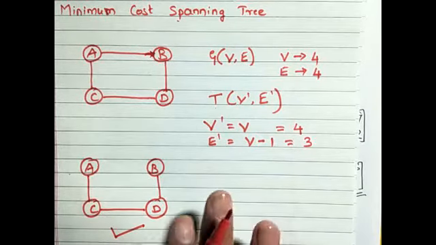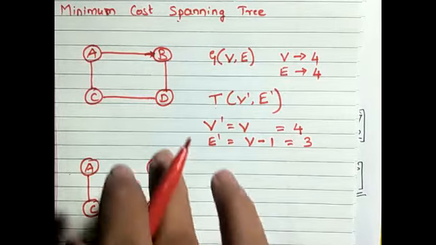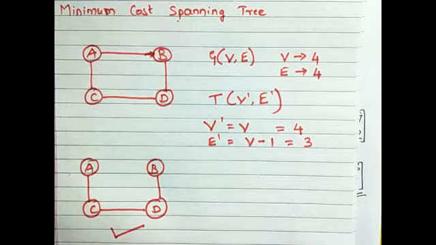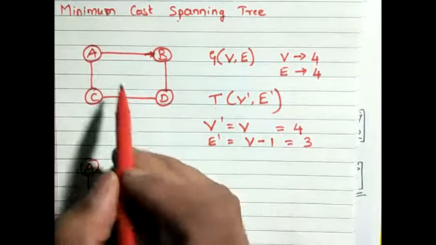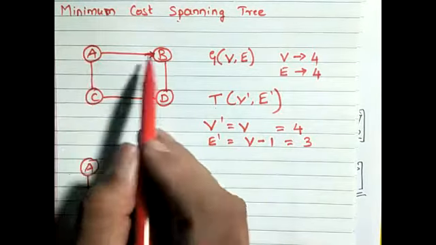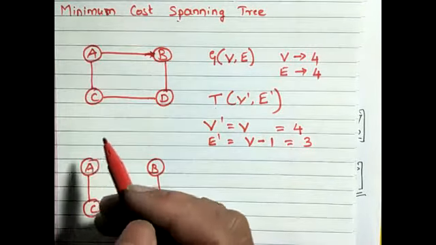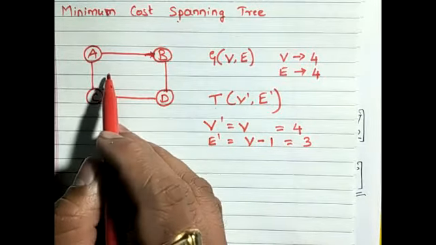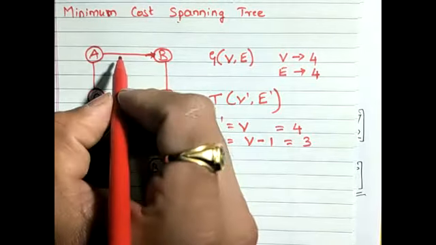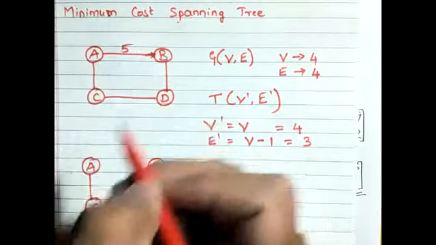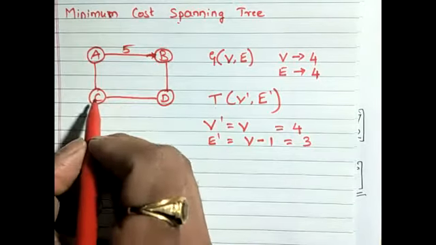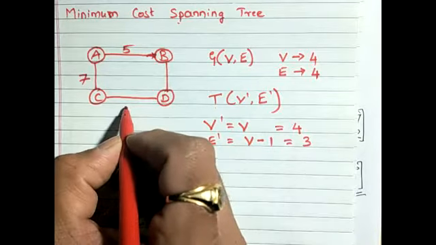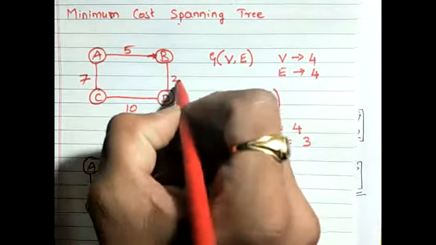Now, suppose this particular graph can have certain weights. Weights in the sense a certain value associated with a particular edge between two vertices. Consider that between A and B, the cost is, let us say, 5. Then between A and C, consider it to be 7. Between C and D, the edge cost is 10, and between B and D, it is 2.